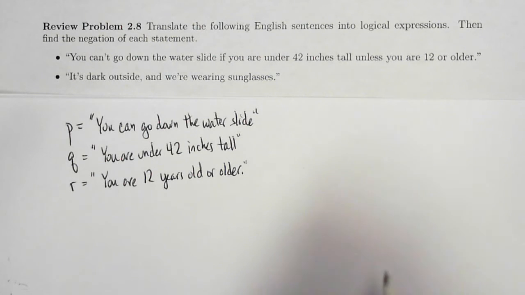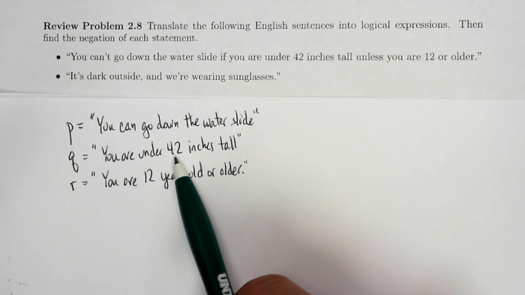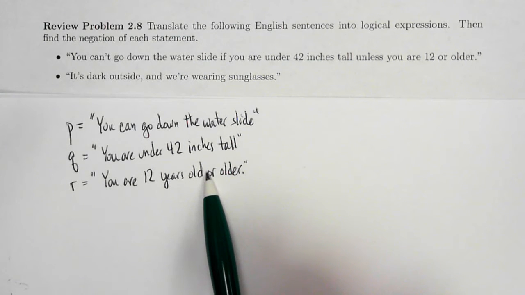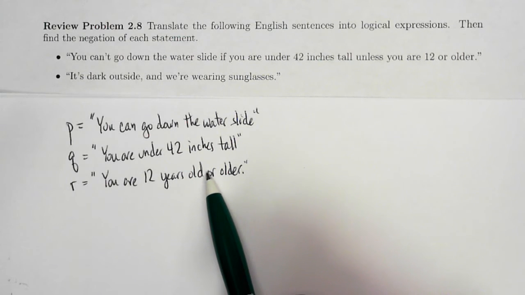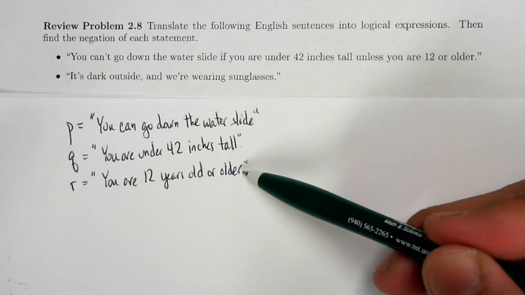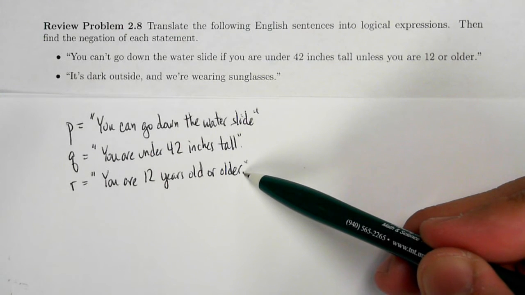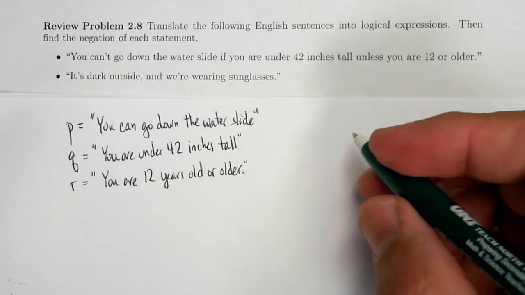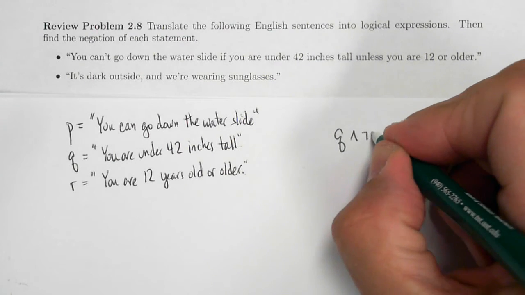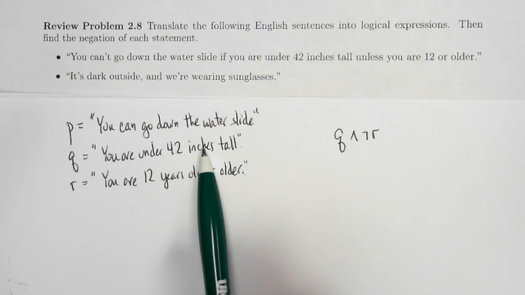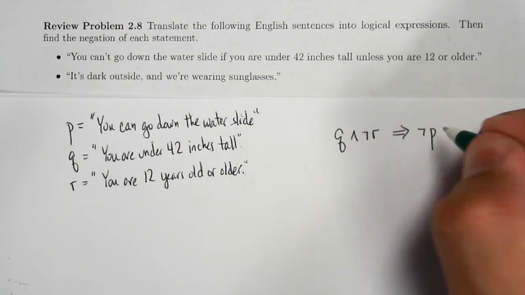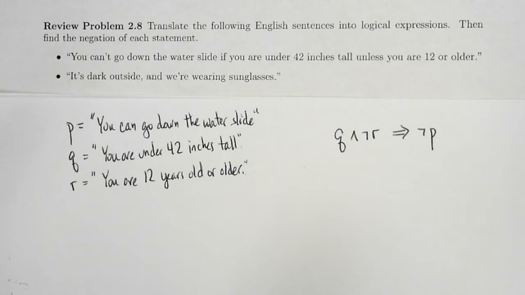Okay, so what we're saying is that if you are under 42 inches tall, and you are 12 years old or older, then you can't go down the water slide. Sorry, I said that backwards. If you're under 42 inches tall, but R is false, and you're less than 12 years old, then you can't go down the water slide. So one way of expressing this would be that if Q is true and not R is true, you're under 42 inches tall, but you're not 12 or older, then that means that you can't go down the water slide. So that's one way of expressing this.